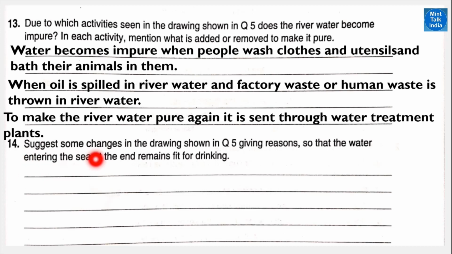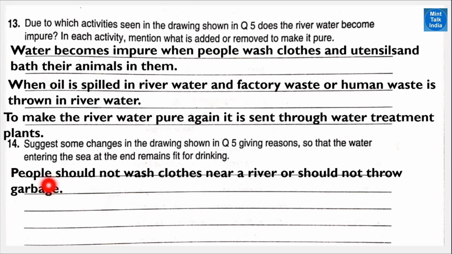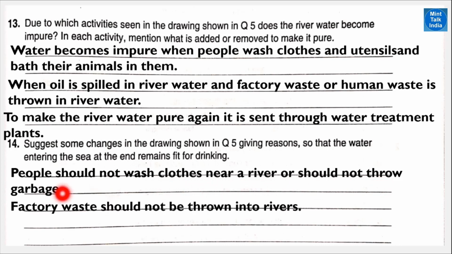Next question, suggest some changes in the drawing shown in question 5, giving reasons so that the water entering the sea at the end remains fit for drinking. Or you can say the water can remain pure when it enters the sea. So what can be done? First point is, people should not wash clothes near a river or throw garbage. Next point is, factory waste should not be thrown into rivers. So if we follow these two methods, the river water will remain pure when it enters the sea.